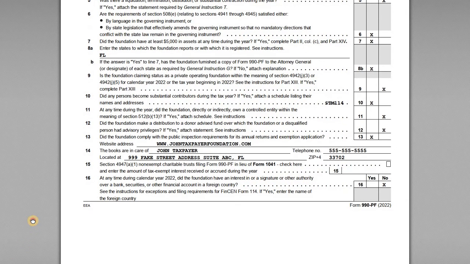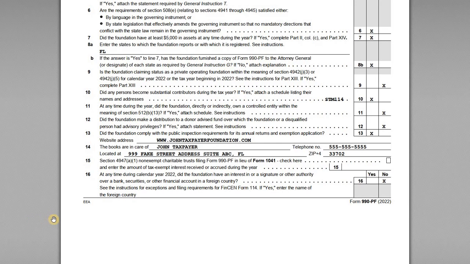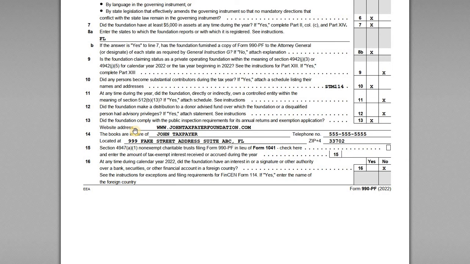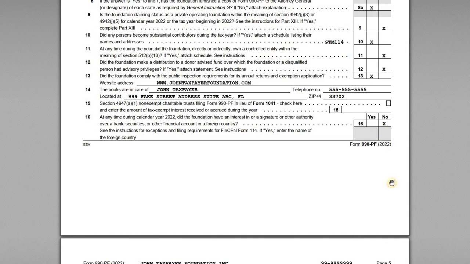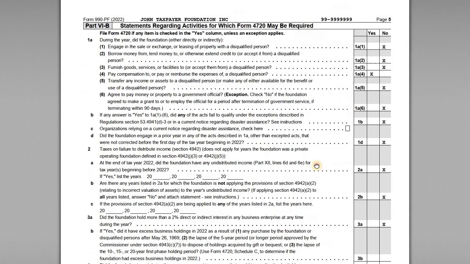So question 11, no controlled entities. Question 12, we didn't make any distributions to donor advised funds. Inspection requirements, right? So we have made this information public. John created his own foundation website, and he's appropriately listed a contact address, so he's compliant on that front. Question 16, foreign bank accounts. No, we only have local accounts.